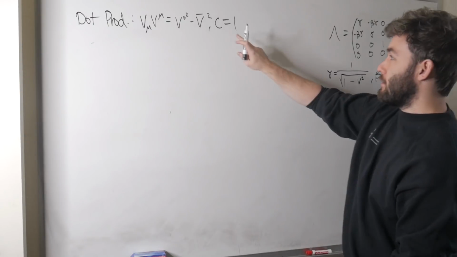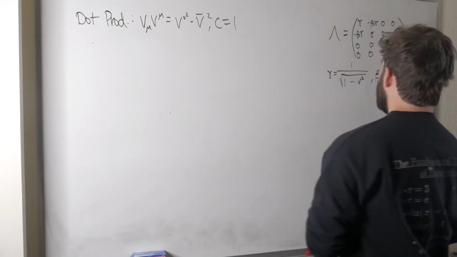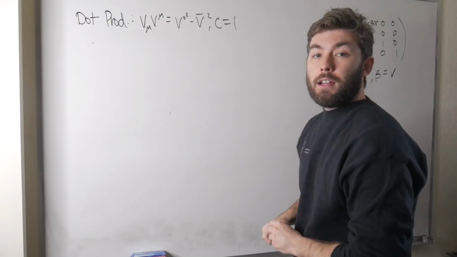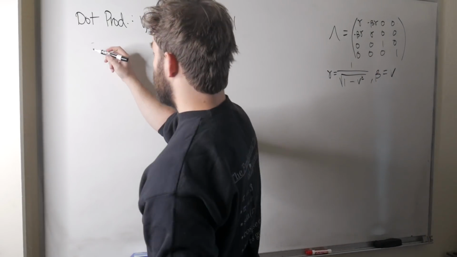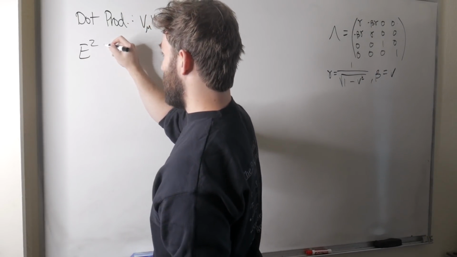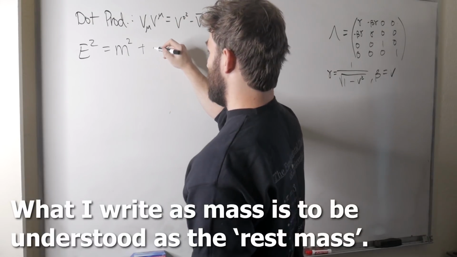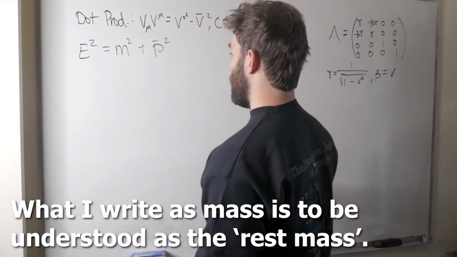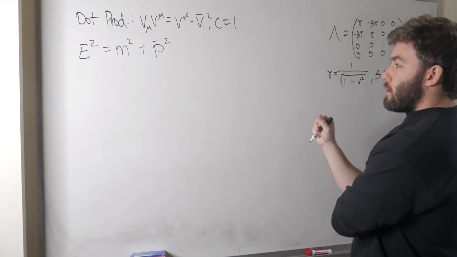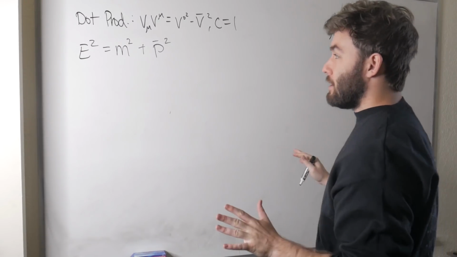Okay, so let me go ahead. This is already up here. The next thing that we are going to need is Einstein's energy relation, which says that the square of the energy is equal to the square of the mass plus the square of the momentum vector. Okay? And now we have everything that we need for the rest of the video.